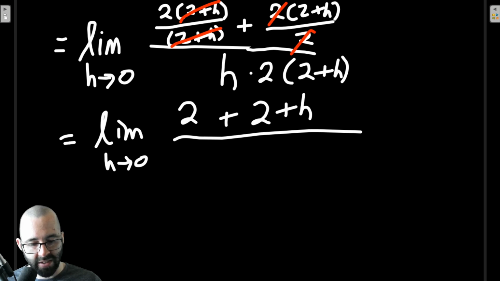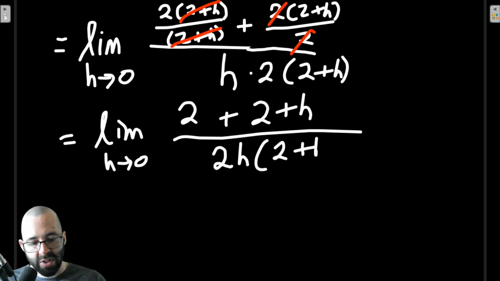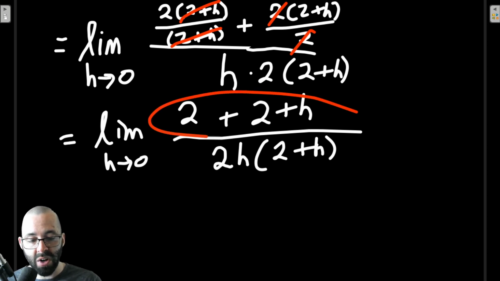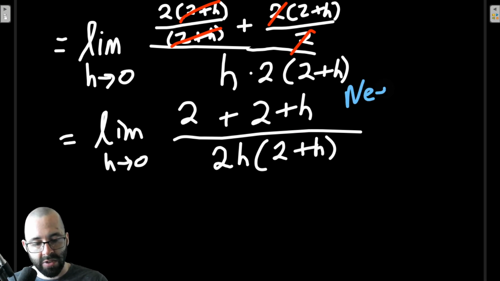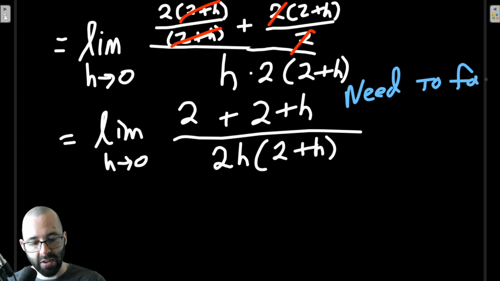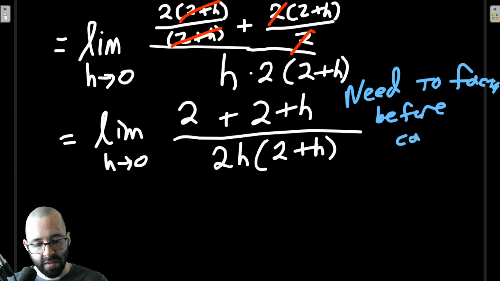I'm getting a little nervous here. I feel like I messed something up, but maybe I didn't. I think we're good. And what is the denominator? It's h times 2, which is 2h, times 2 plus h. Be very careful. We cannot cancel here. We cannot cancel because the numerator is not factored. Remember, it needs to be factored before canceling, okay? Need to factor before canceling.